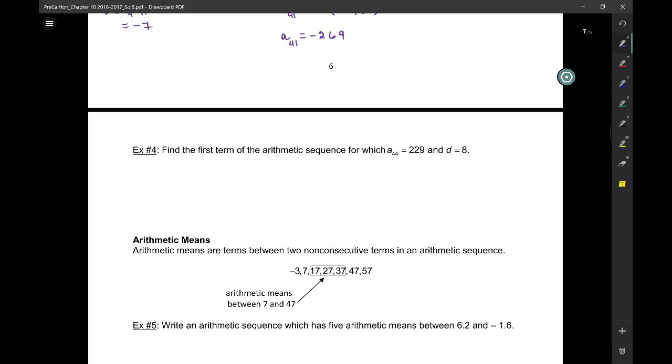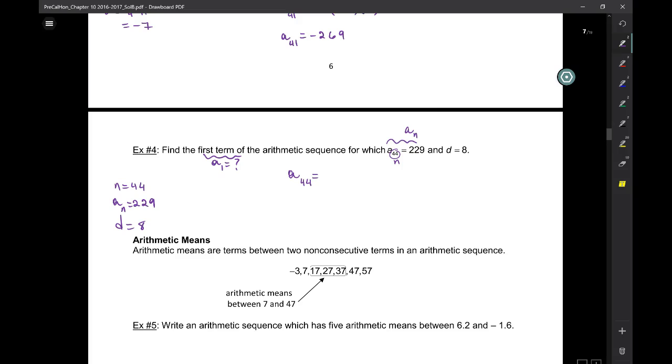Okay, now this one is another just plug and chug one. Now we want to find the first term, meaning now we want to know what A1 is. And we're given A44, so this is An, right? And what is n? 44. So n is 44. An is 229 and D is 8. And we're going to plug it in the same formula.